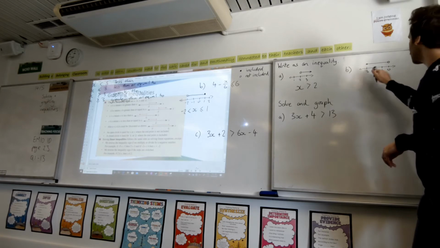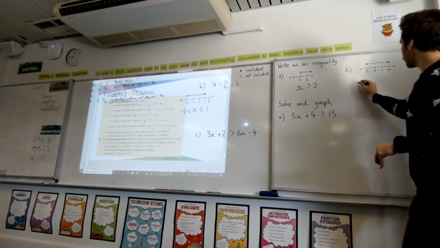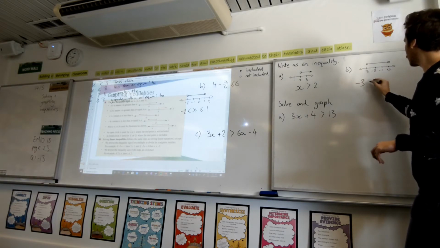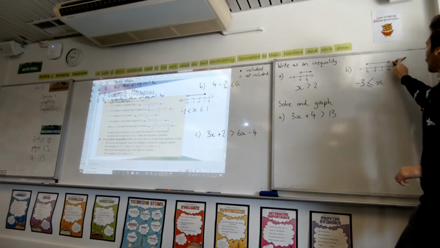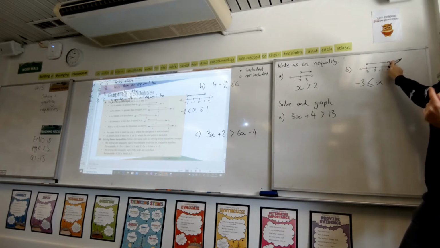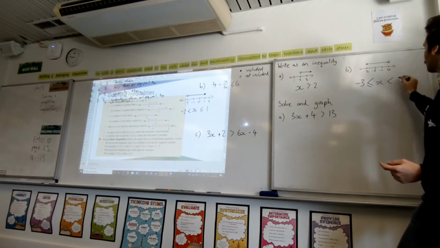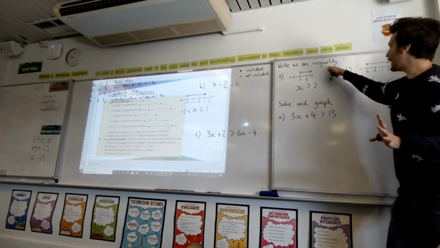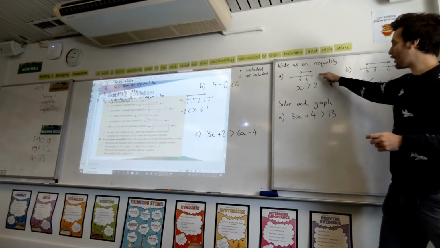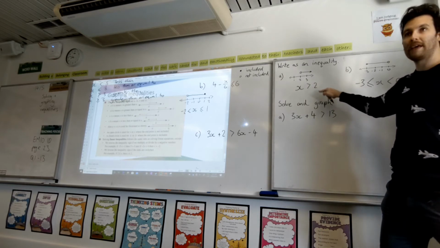Cool. So it's greater than or equal to -3. So I put my "and equal to" there as well. And I know that it's less than 0, but it's not equal to 0. So I'm going to write it down like that. And that's it, done. So when you see the question "write as an inequality", take the information from the graph and write it in this form here.